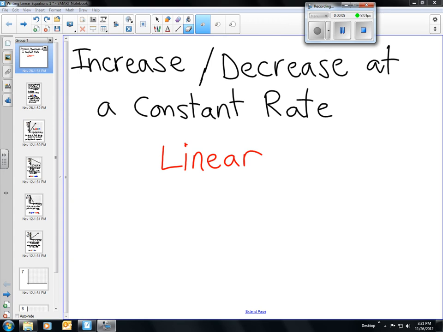Today we're going to be talking about writing linear equations from graphs. And the word linear should bring up the idea that we are going to be increasing or decreasing at a constant rate. So the word linear means increase or decrease at a constant rate of change.